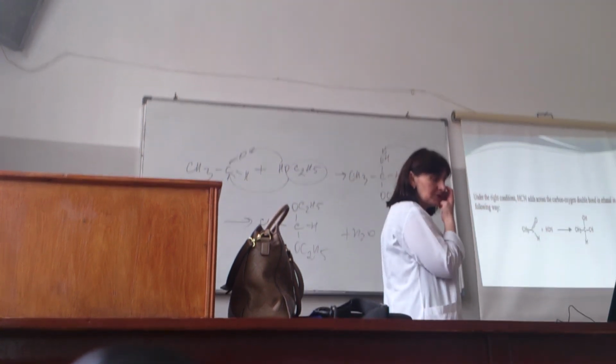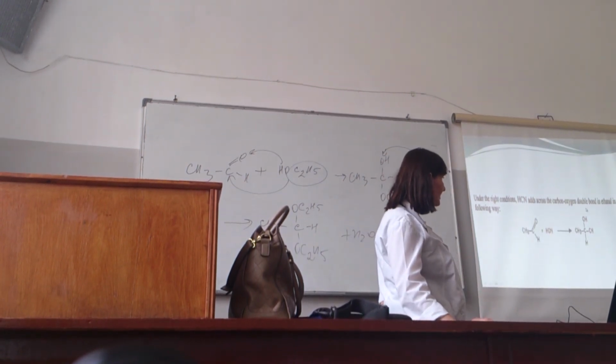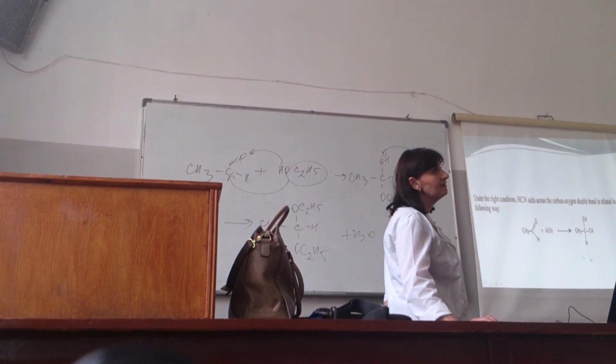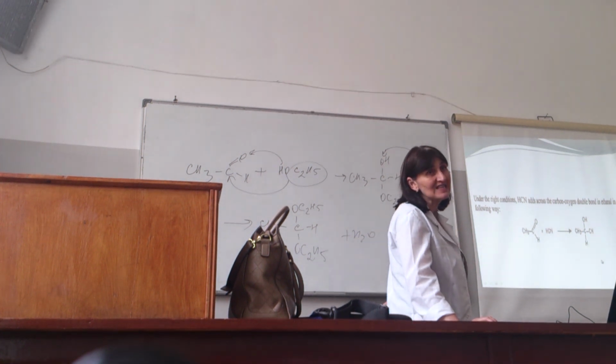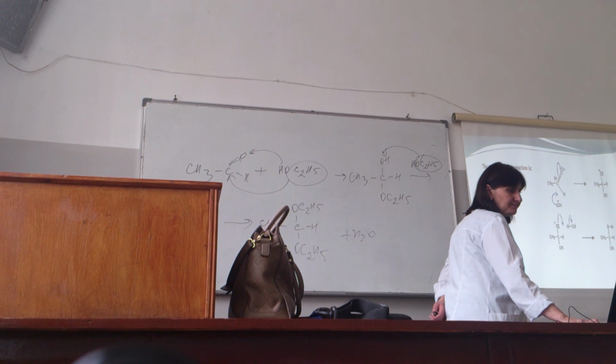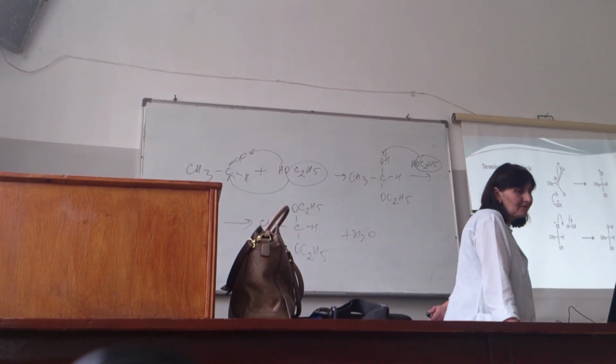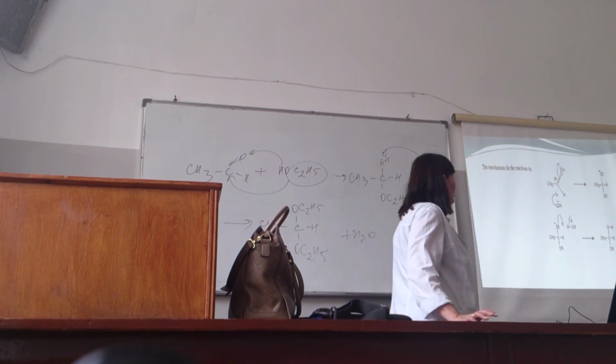Now, in the case of cyanohydrin, once again, look, H goes to the carbonyl group's oxygen, CN goes to the carbonyl group's carbon, and finally you get cyanohydrin. Cyanohydrin. Now, the mechanism of this reaction. First of all, your nucleophile is cyanide.